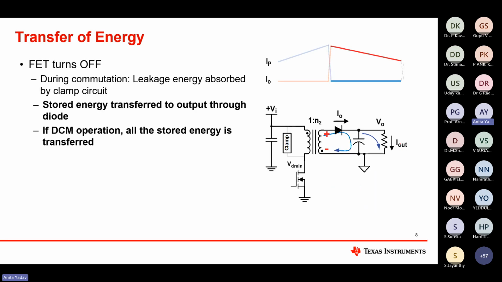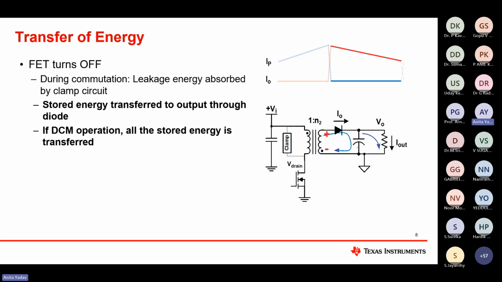And in the last, the off duration, when the FET is turned off and the polarity across the inductor gets flipped, hence your secondary side diode starts conducting, or we can say gets forward biased.